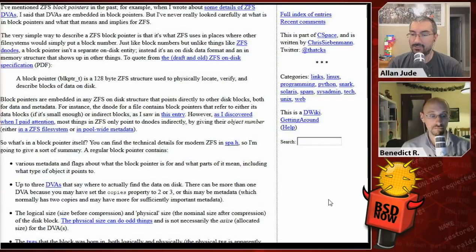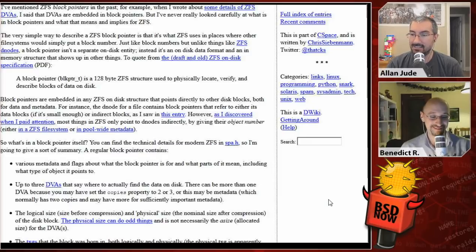So a very simple way to describe a ZFS block pointer is that it's what ZFS uses in place of what other file systems would simply put a block number. So you know how on, say, UFS, you have inodes with just a number. In ZFS, a block pointer is much bigger. Instead of just being a number, it's a 128 byte, not bit, byte structure that contains a lot of data. But you're always out of inodes, but never out of block pointers.